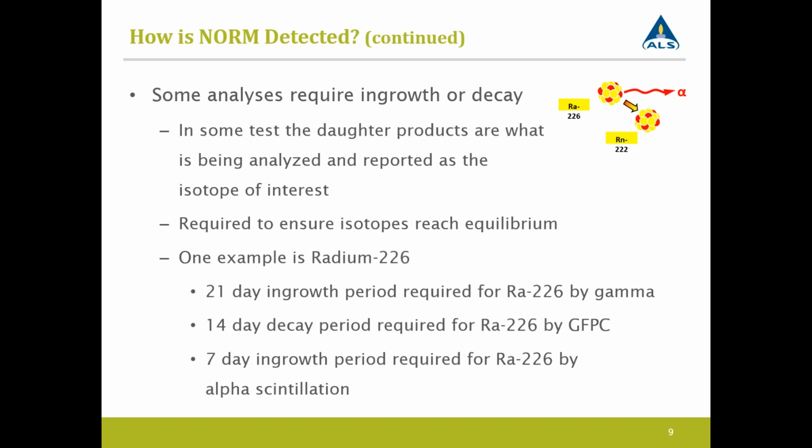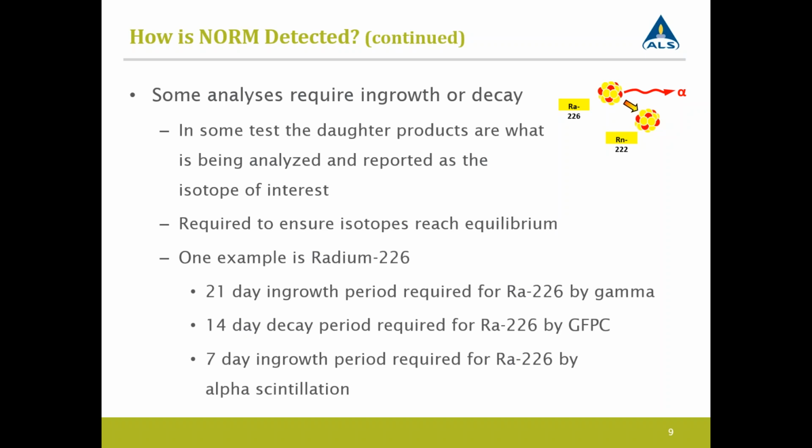Another thing to consider when analyzing for NORM is they aren't always direct analysis of an isotope. Some of the testing, the daughter products of the isotope of interest is actually what is being analyzed. And then the daughter product of the isotope of concern, those results are used to calculate back to the isotope of concern. So therefore, an ingrowth or decay period is used to allow isotopes to come to equilibrium. And these decay or ingrowth rates are based on a known half-life of the isotope, which is used in the calculations to provide a result.